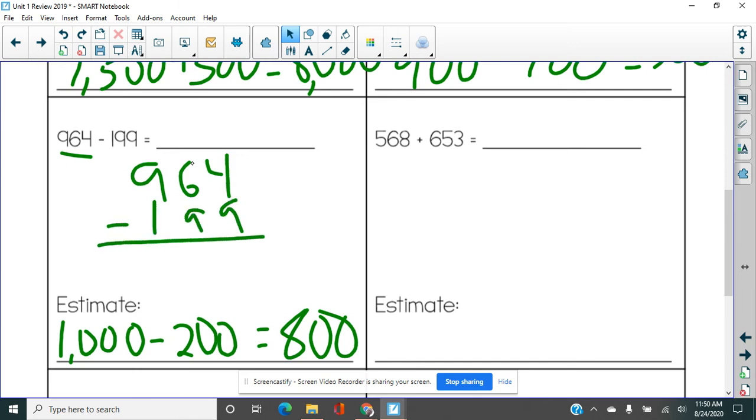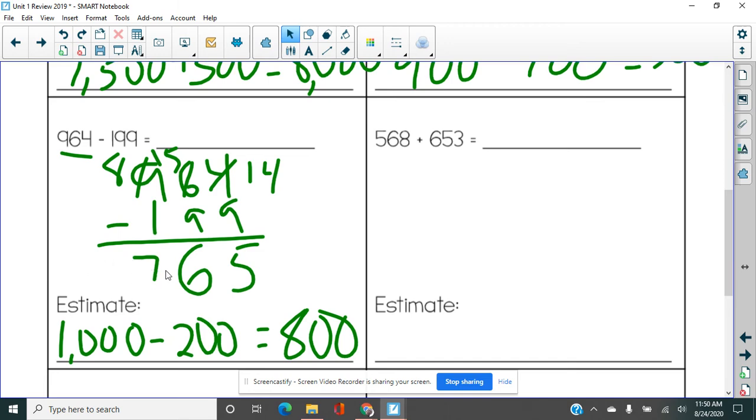Let's see, 4 minus 9, I have to borrow from the 6. Now I have 14. 14 minus 9 is 5. 5 minus 9, it has a big bottom. Bigger numbers on the bottom, big bottom, borrow. Borrow from the 8. Now I have 15 there. 15 minus 9 is 6, and 8 minus 1 is 7.